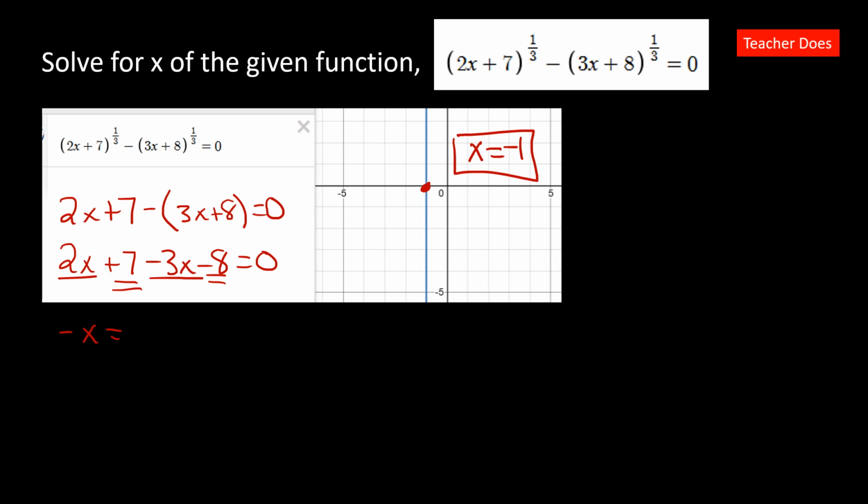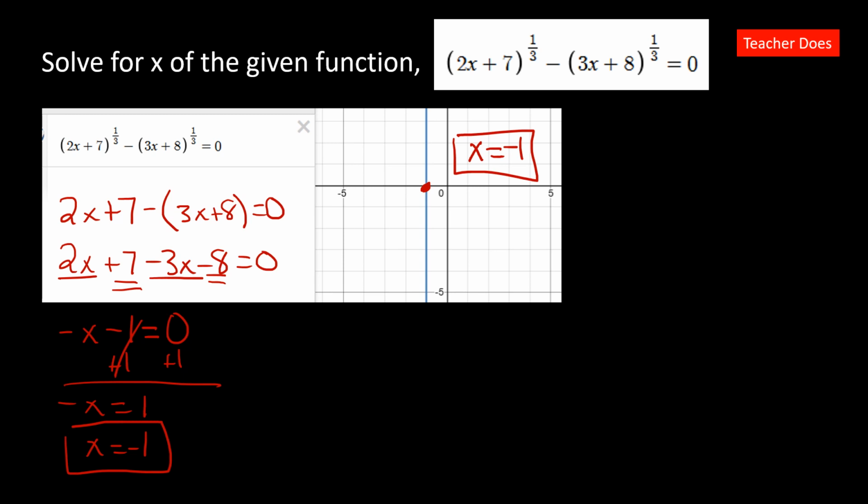Oops. Let me erase a little bit down there. Yep. -1 equals 0. We could add 1 to both sides to isolate x. So we get -x equals 1. But then x equals -1. So this is how we could do it by hand.